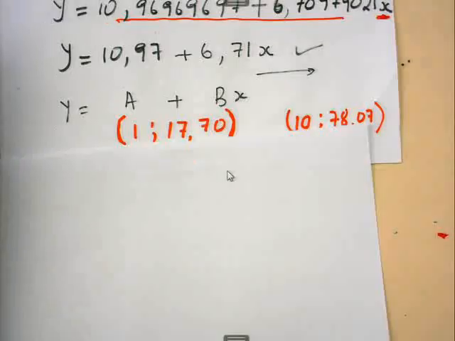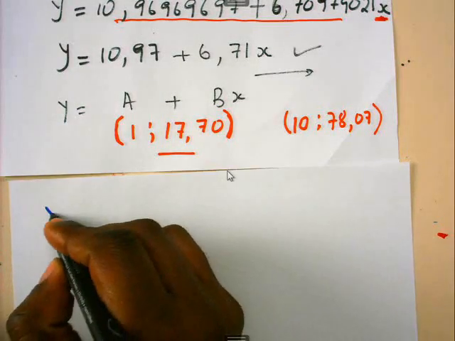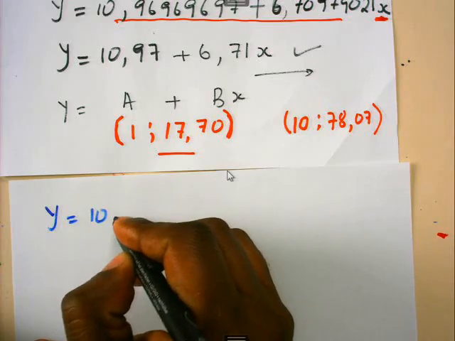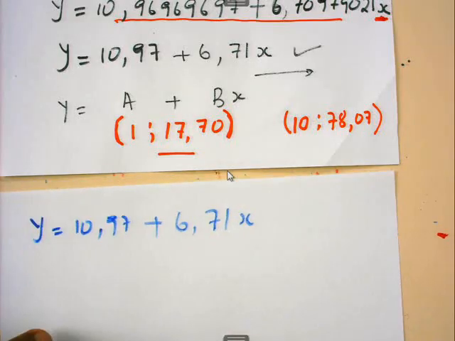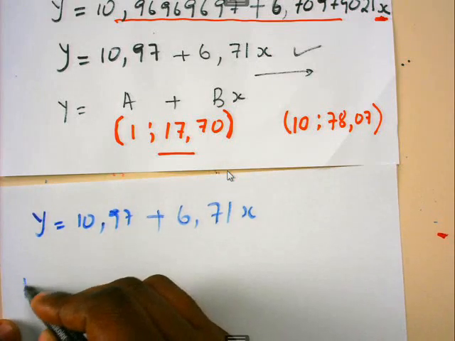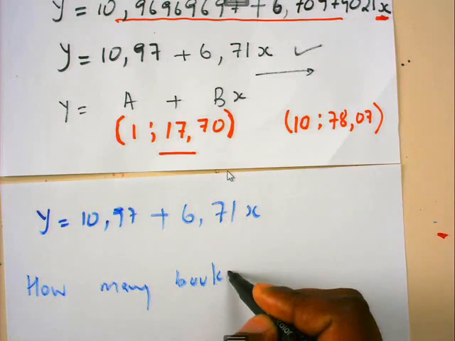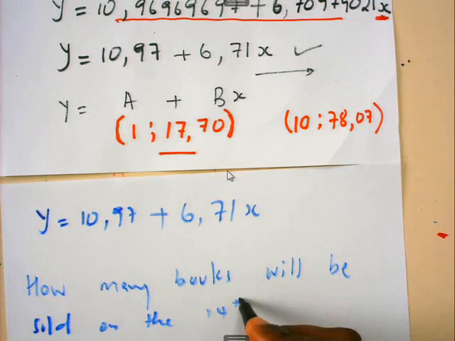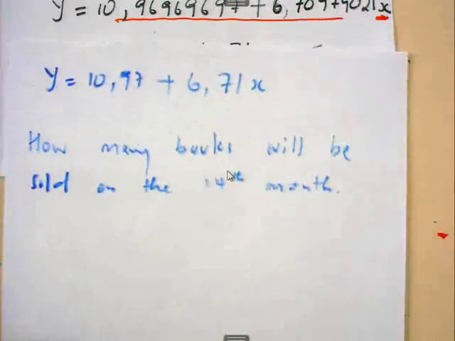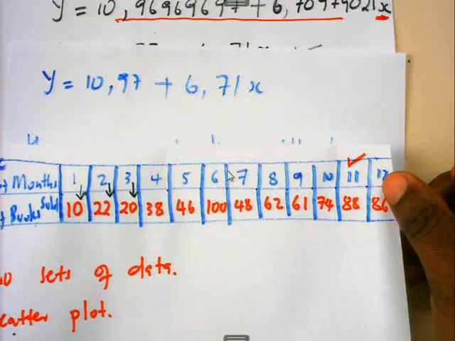Remember the line, our line, I'll just use this other color. The equation of our line, very important equation, y is equal to 10.97 plus 6.71x. Now, if we want to know how many books will be sold on the 14th month, do we have the 14th month in the information given to us? No, we don't have the 14th month. We are only given months until the 12th month.